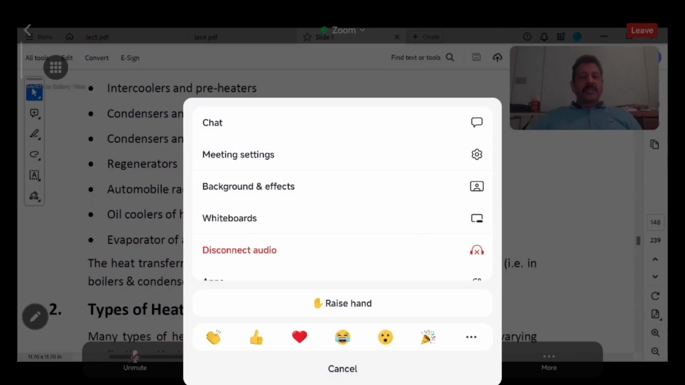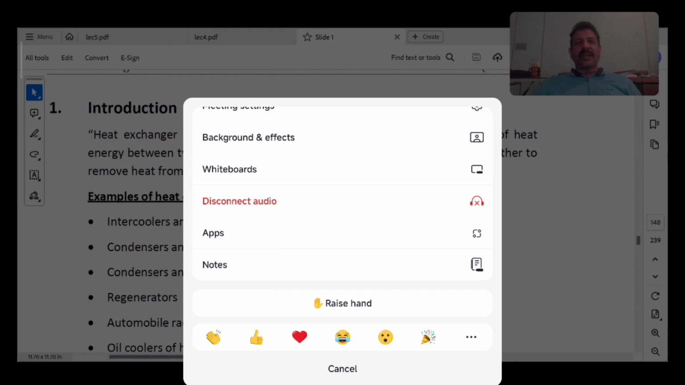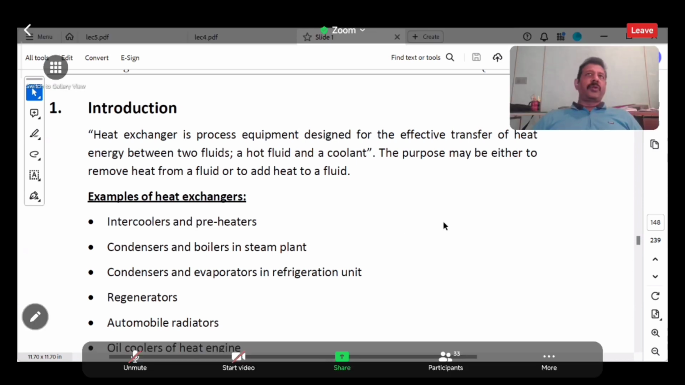So heat exchangers, what are heat exchangers? They are nothing but process equipments that are designed for the transfer of heat between two fluids. One is a hot fluid, the other one is a cold fluid. So how do you facilitate the transfer of heat?